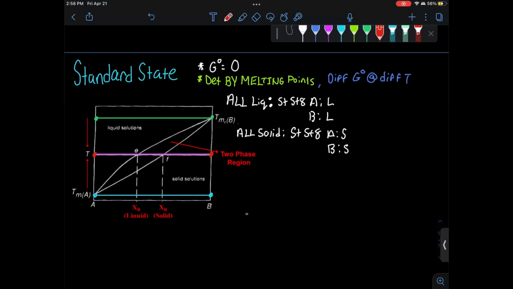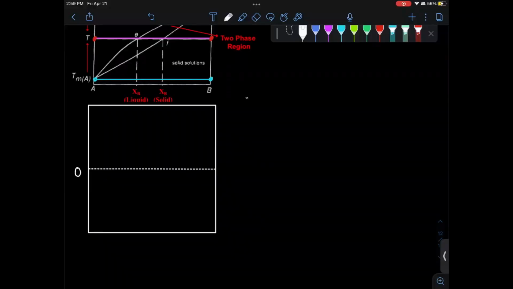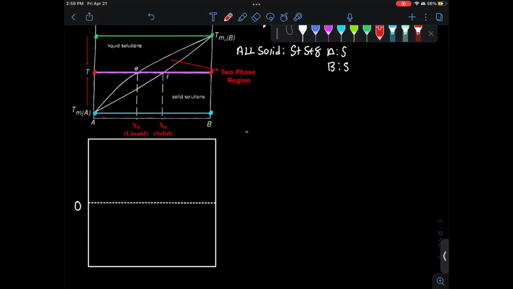Now, let's draw a Gibbs free energy curve. All right, so I've set up this Gibbs free energy curve here. And now, let's try to analyze and see what's going to happen if we choose both parts of our mixture to be at the same standard state. So let's say in this curve, I want my standard state for A and my standard state for B to both be liquid.